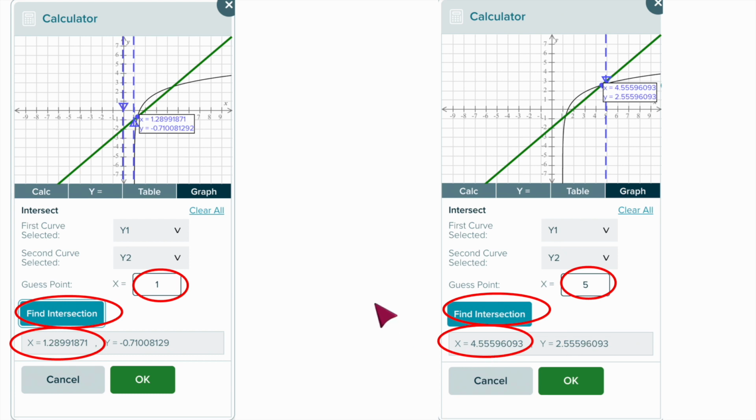All right, so that's using our graphing calculator to solve our logarithmic equations. I hope that helps, and I will see you in the next video.